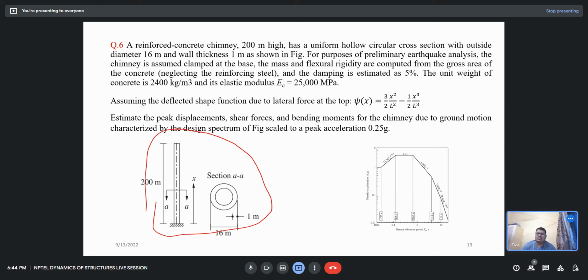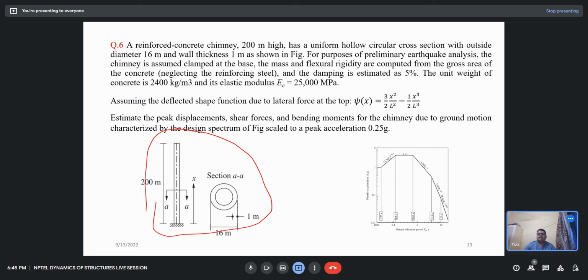We are considering that the reinforcement is not there, and the damping is estimated as 5%. The unit weight of the concrete is given as 2400 kilogram per meter cube, and its elastic modulus, E concrete, is 25,000 MPa.